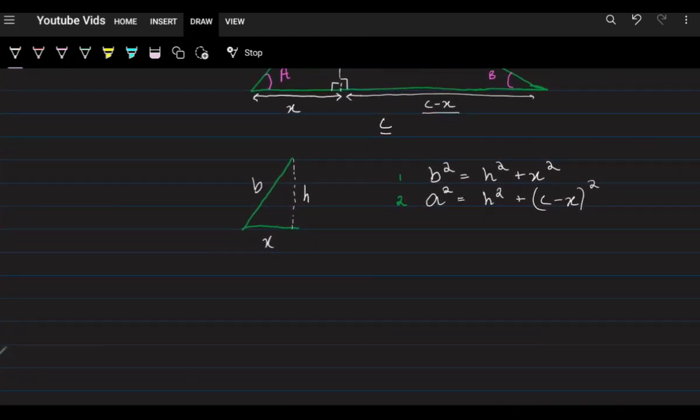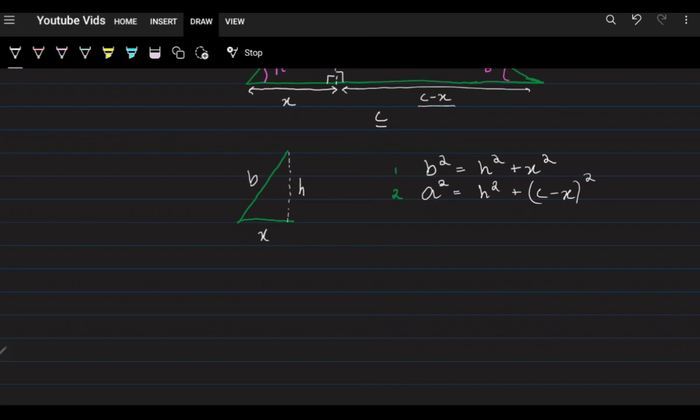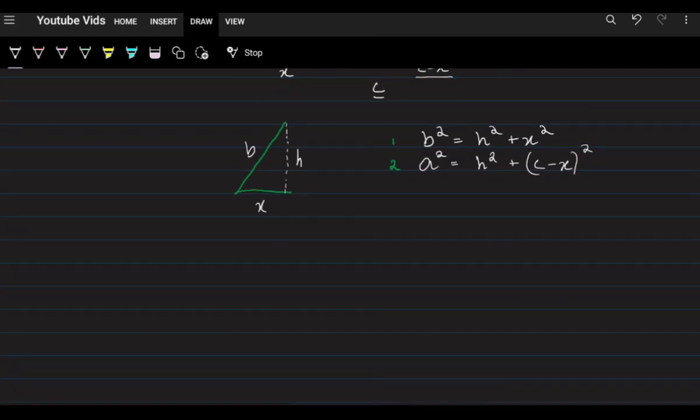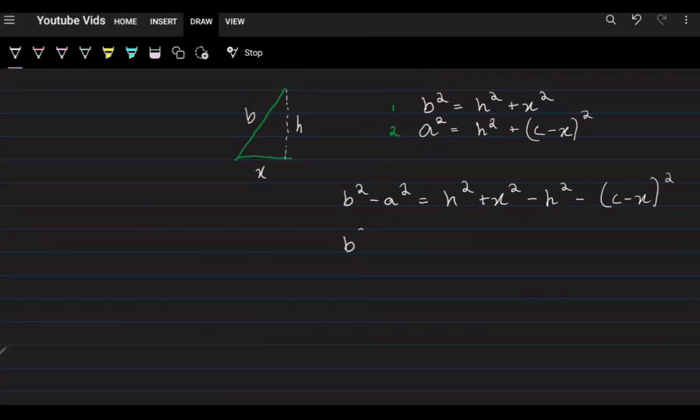And by subtracting the second equation from the first equation, we can eliminate h. And that's what I'm going to do now. So b square minus a square, I've subtracted the left hand sides, is equal to h square plus x square, and now subtracting the second equation, minus h square minus brackets c minus x whole square. So this becomes b square minus a square is equal to, h square and negative h square cancels, you get x square minus brackets c minus x square.